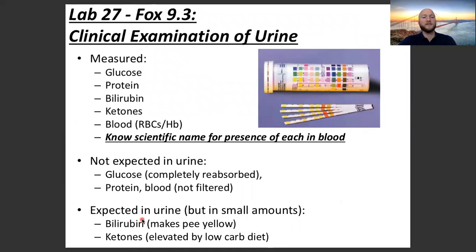We expect to see some bilirubin in our urine. That's what makes our pee yellow, in small amounts. And we expect to see some ketones in our urine. The keto diet is very popular nowadays. If you have a low-carb diet, sometimes those levels of ketones will increase.